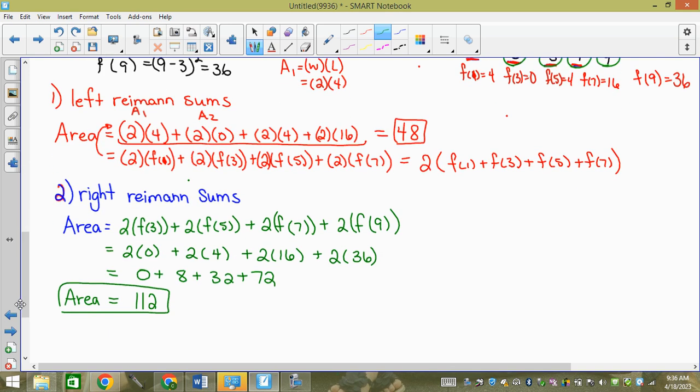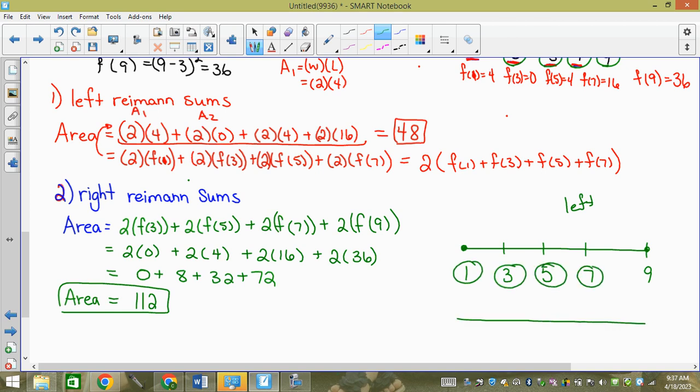So we know, instead of drawing a whole graph, we could just draw a number line. We know we're going 1, 3, 5, 7, 9. If we're doing left, we're picking 1, 3, 5, and 7. If we're picking right, we're picking 3, 5, 7, 9 for my Y's.